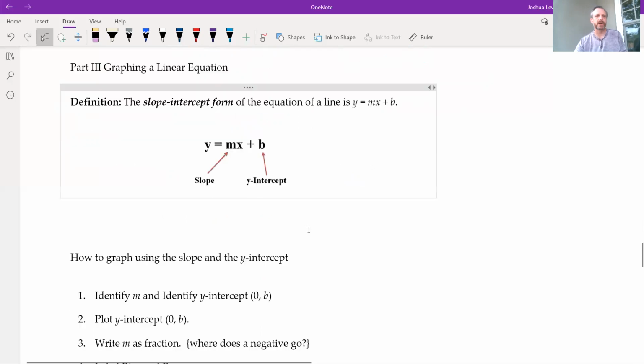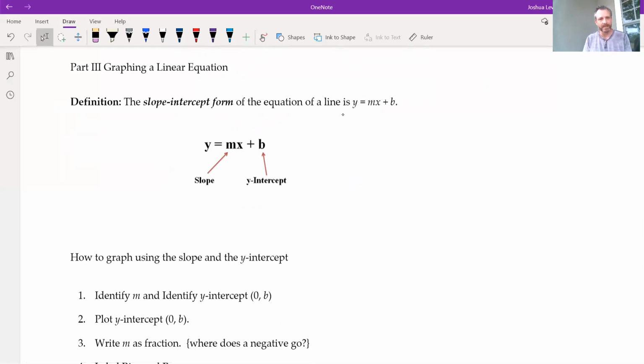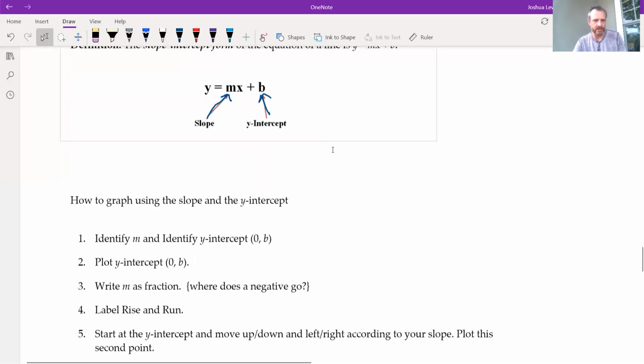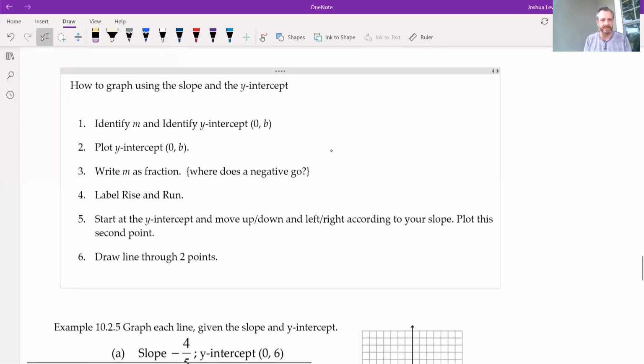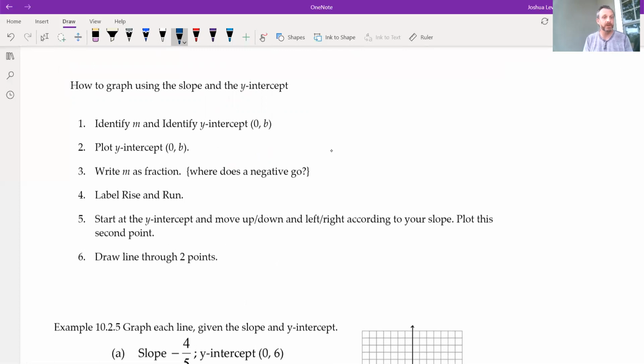Okay, so how do we actually use this to graph? Well, here we have the slope-intercept form, right? And when an equation is in this form, then I simply look and I can see what the slope and the y-intercept are, okay? So here's our steps. Identify m, identify the y-intercept, plot the y-intercept, and then make sure that you use the slope from the y-intercept, right? The slope, think of it as a rule of how to get from one point on a line to another point on a line. Let me show you what I mean.